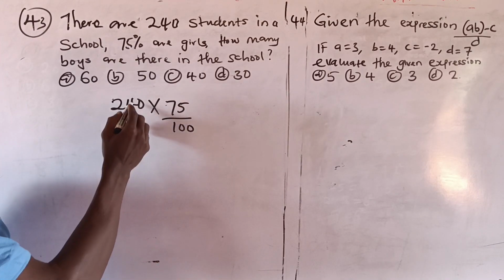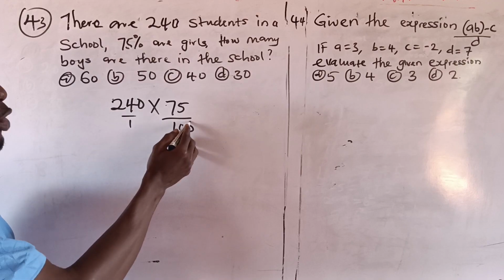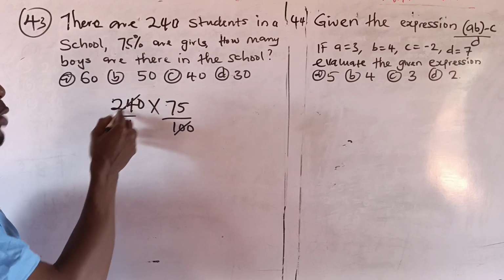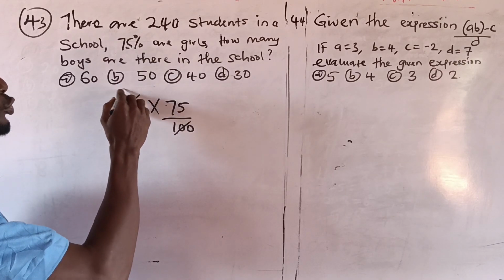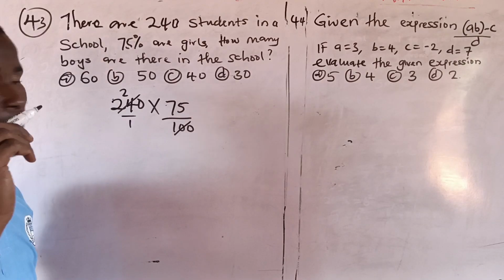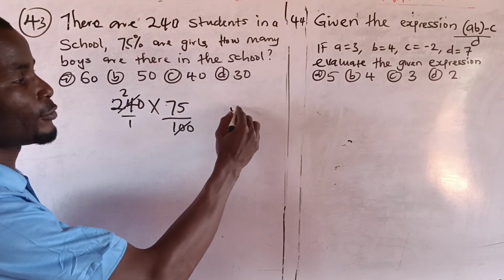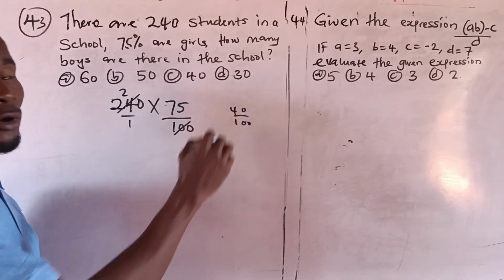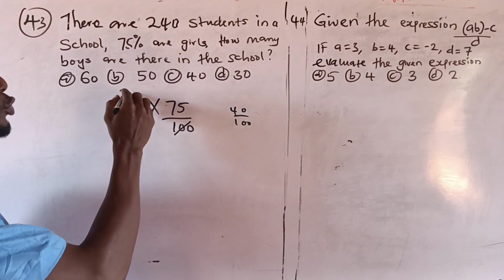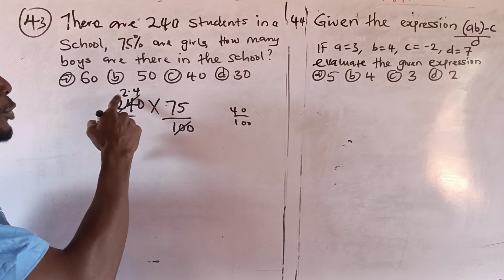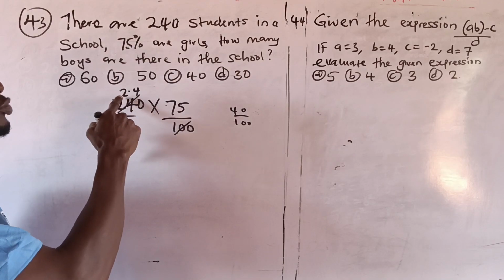75%, right? So we can do it this way. How many 100 can we see in 100? We're going to see 2, right? Remainder 40. 40 divided by 100 will give us 0.4. So you can put your 2, that is what we got here, 2.4.